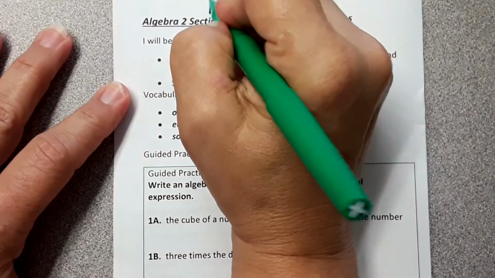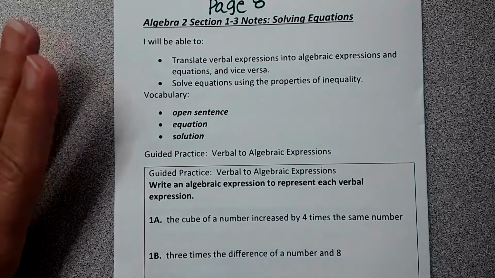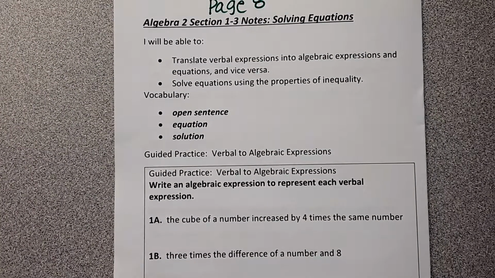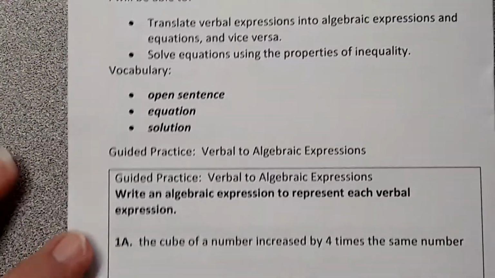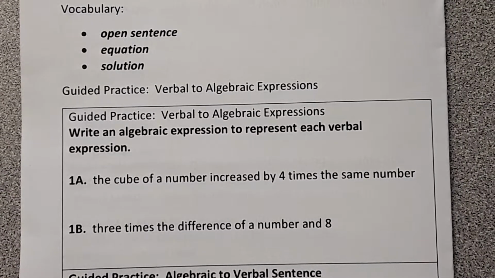So this is going to be page 8. And what we're going to do today is we're going to write algebraic expressions. We're going to do some properties, and we're going to solve some equations. So we're going to start with algebraic expressions, from verbal to algebraic. So verbal means that they're written out in words, and we need to put them in numbers and symbols.